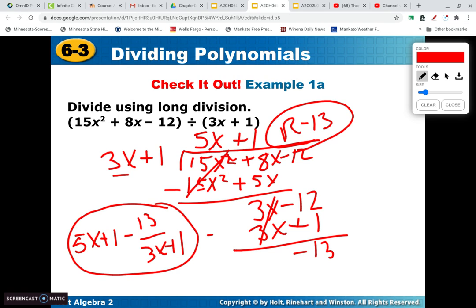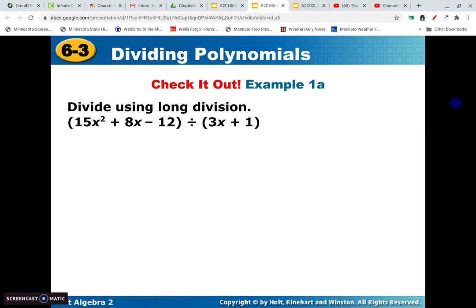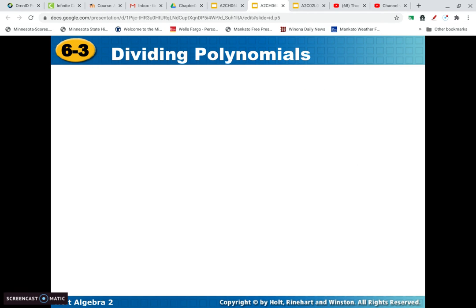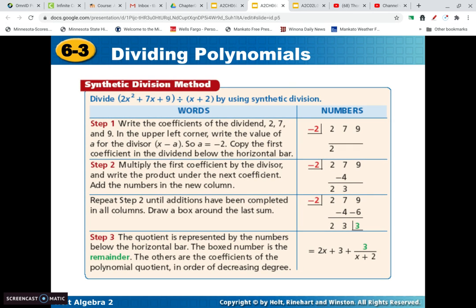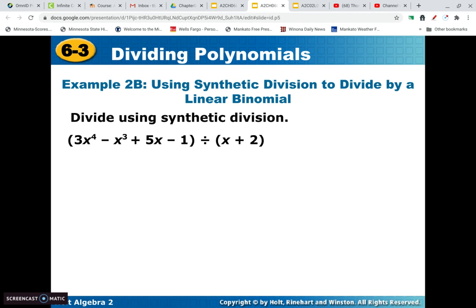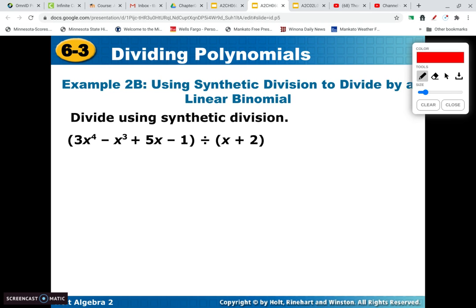So there's long division. Barf, right? There's got to be an easier way. And there is. There's something called synthetic division. Here's going to be the process, and again, I'll walk you through that as we go here. So to do the long division, or synthetic division, here's what we're going to do.